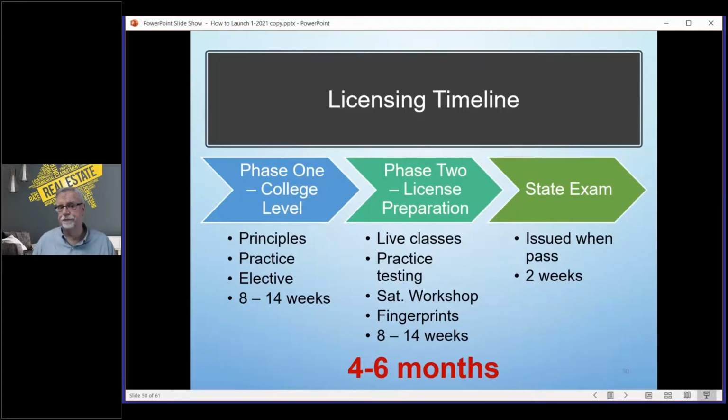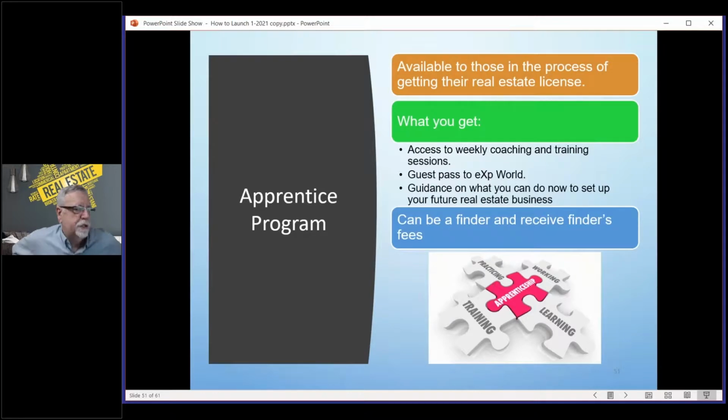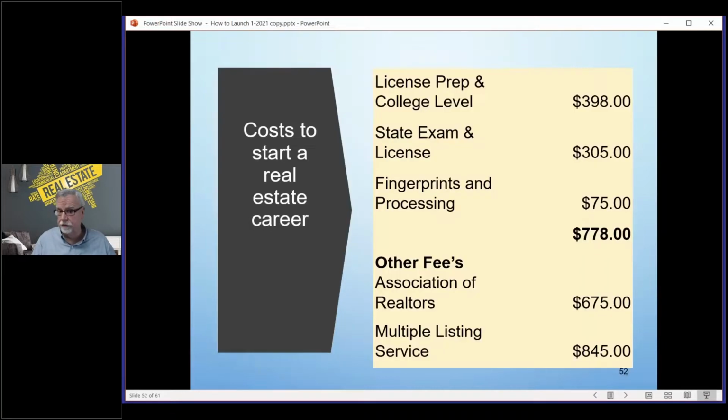I also have an apprentice program for people that are in the licensing process. You can join some of the coaching and training sessions I do on how to fill out a purchase contract and listing agreements and marketing property and things like that. EXP World, which is our cloud campus where there's live classes and things like that. I'll get you a guest pass, guidance on what you could be doing now so that you could get future real estate business and you could be a finder. Find somebody that would be interested in buying, selling, or investing and get a finder's fee.